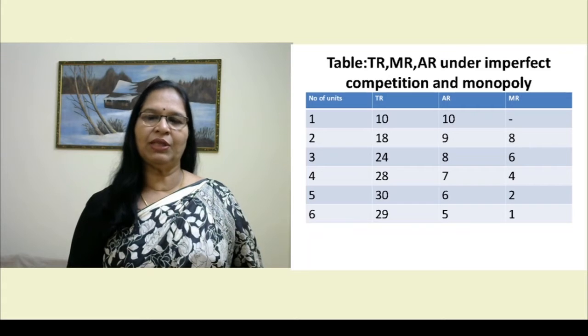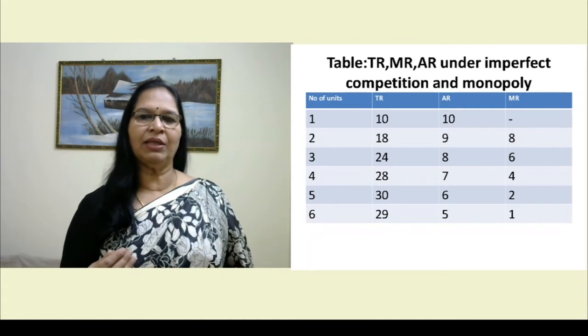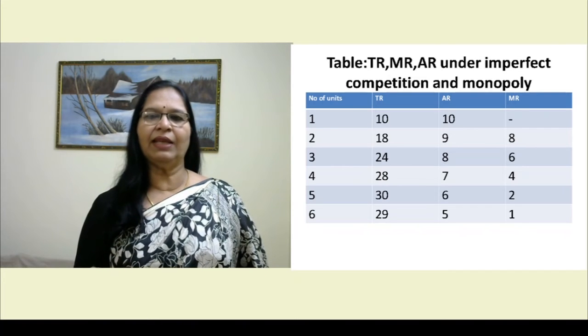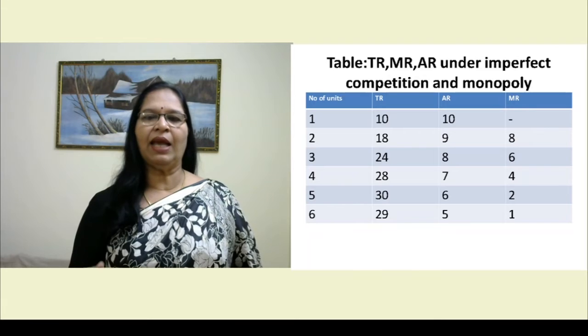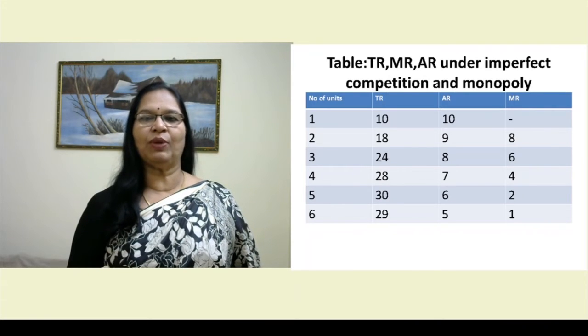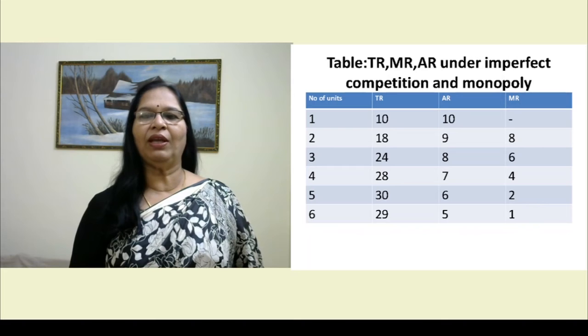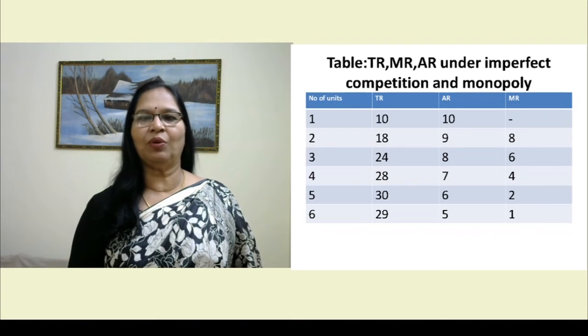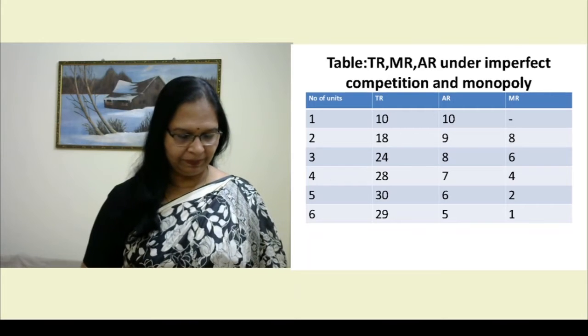And you can also see the marginal revenue. In the case of marginal revenue, 18 minus 10 is 8, then 24 minus 18 is 6, then 28 minus 24 is 4, 30 minus 28 is 2, and then it is 29 minus 30, where we get it as minus 1. The sign is missing, it is minus 1.